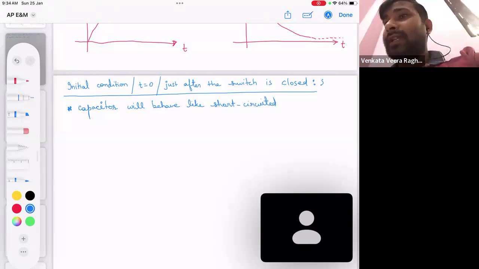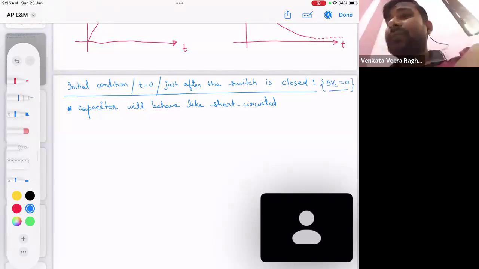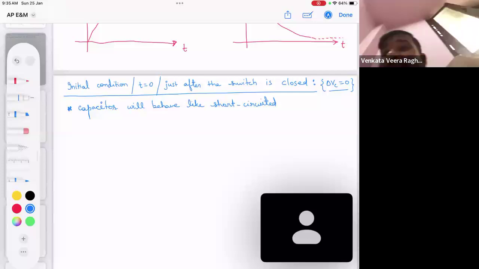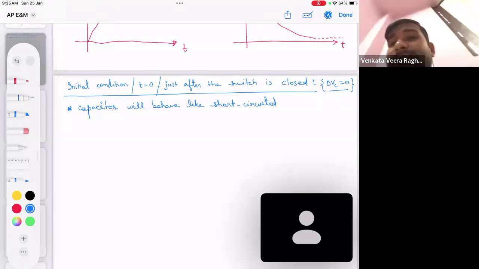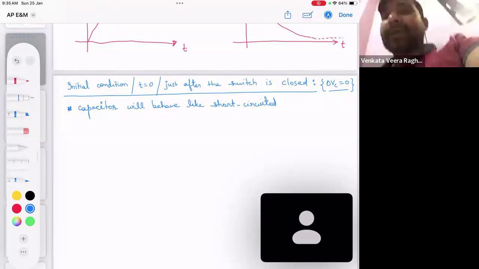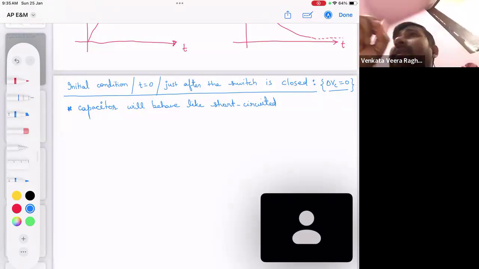Because at the initial t equal to 0 condition, the potential difference across the capacitor is 0. At t equal to 0, initially, the potential difference across the capacitor will be what? 0. Understood? So that's why the capacitor is behaving like what? It is short circuited. Clear? Now, if the capacitor is behaving like a short circuit, what will we do? We will replace the capacitor by just a wire, or we will short the capacitor.